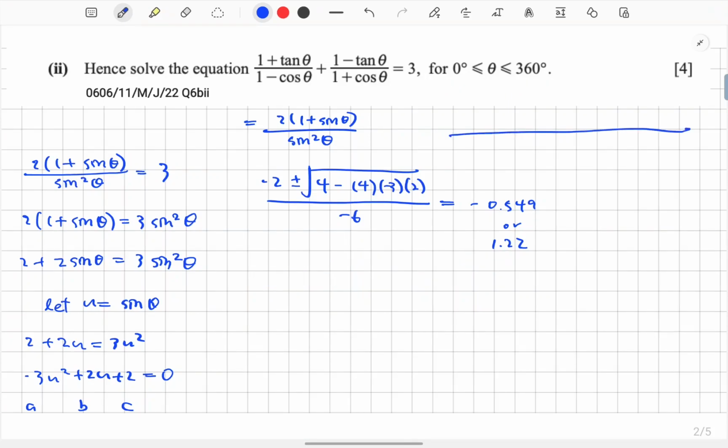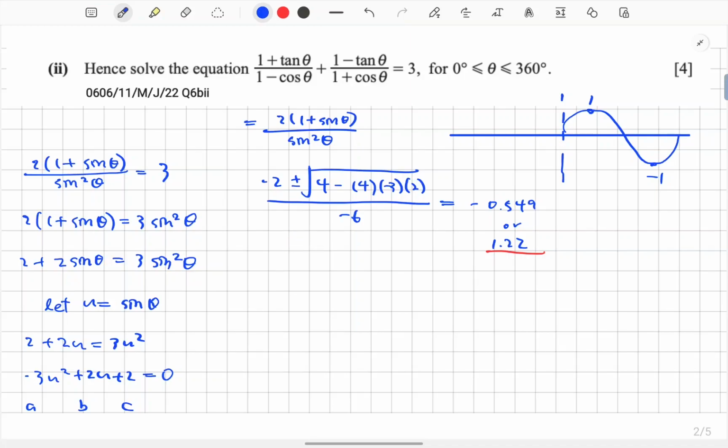But when we plot the graph for sine theta, we can see that our maximum value will be 1 only, and the minimum is negative 1. So our second value here is actually outside of the range, so there will be no solution for it. We can only work with the negative 0.549 here.